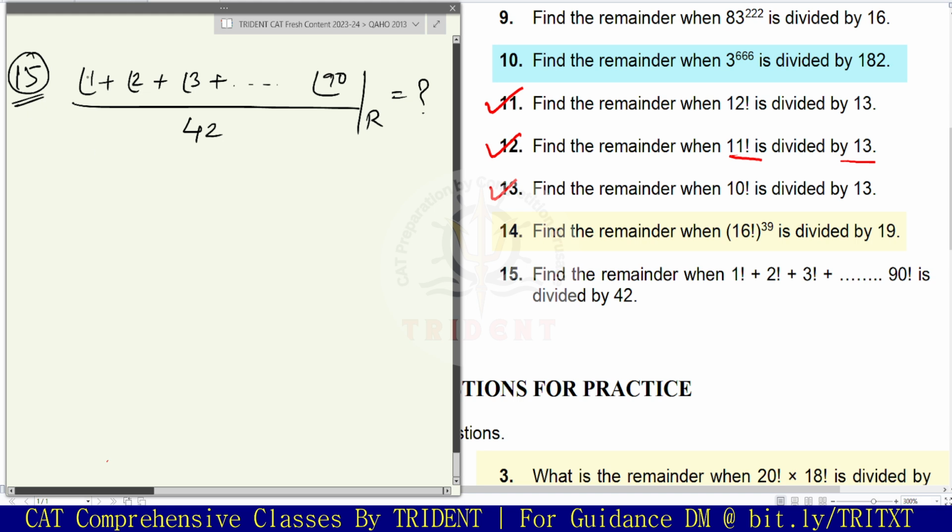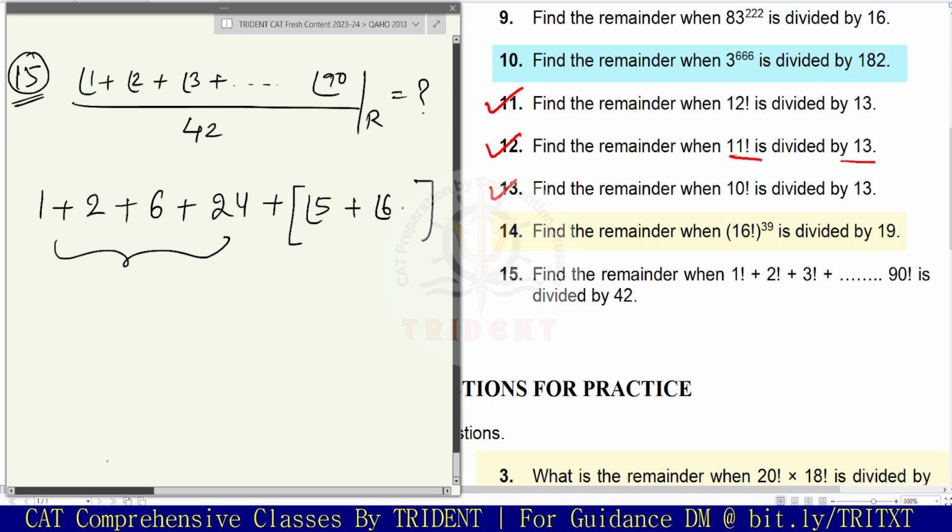Question number 15: factorial 1 plus factorial 2 plus factorial 3 plus factorial 4 all the way till factorial 90, divided by 42. Effectively, what we need to look out for is the remainder when we add this summation. So factorial 1 by 42 is 1, factorial 2 by 42 is 2. I'm just writing the remainders. Factorial 3 by 42 is 6. Factorial 4 by 42 is 24. Till so far no problem. But I need to see the rest, that is factorial 5 plus factorial 6 and so on.